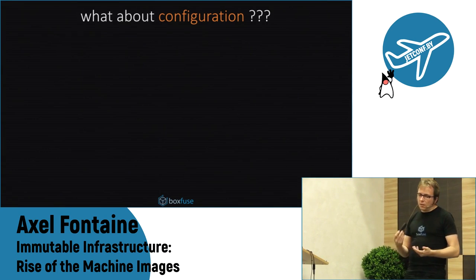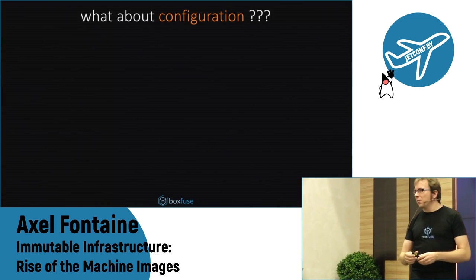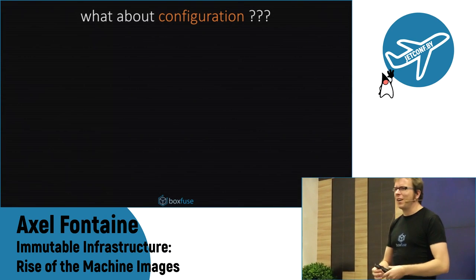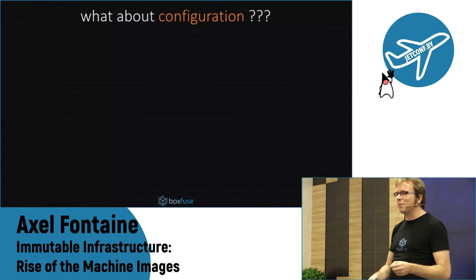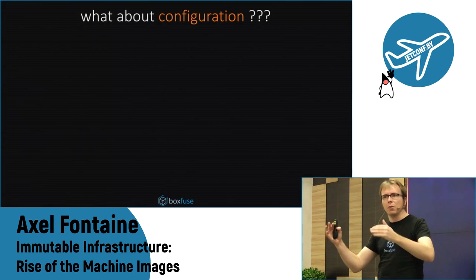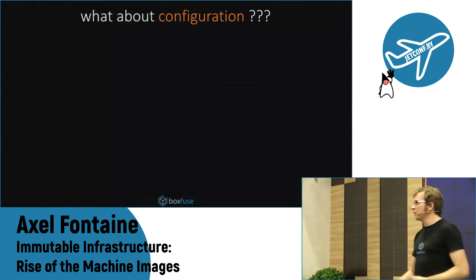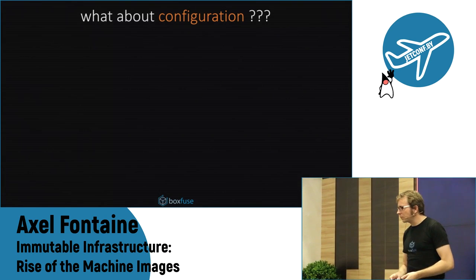Now, configuration is another aspect of it, because you may say, well, you know what, Axel, so nice and well, we've got our same image everywhere, but I don't want to access my development database from production and vice versa. I want nicely orthogonal environments. I want to make sure that works well. So how can we deal with that?